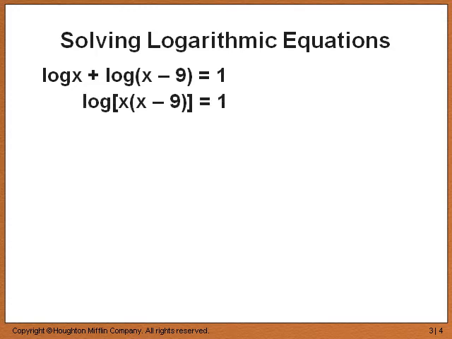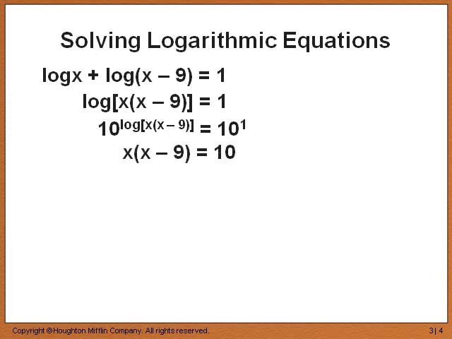Okay, so now this is the solution. We condense first. Log of x times (x - 9) equals 1. And then we raise 10 to the exponents on both sides of the equation. This is because we want to get x times (x - 9) by itself. So we have x times (x - 9) equals 10. And then x equals 10 is my final solution.